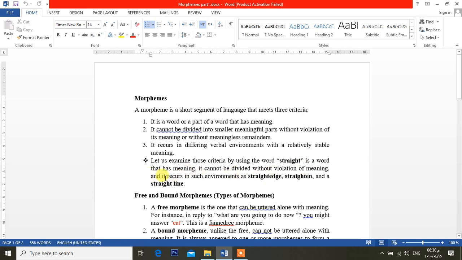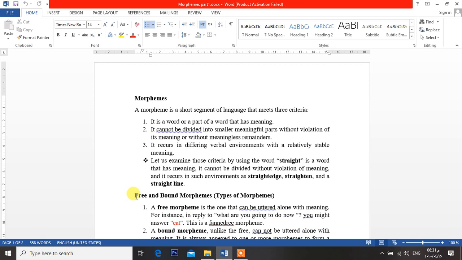The third criterion: it recurs. It means it comes in such environments as straightedge, a kind of ruler. It comes in different words: straightedge, straighten, a verb, and a straight line, a noun. So we can see this word in different verbal environments. This is the general idea of morpheme and the criteria of morpheme.